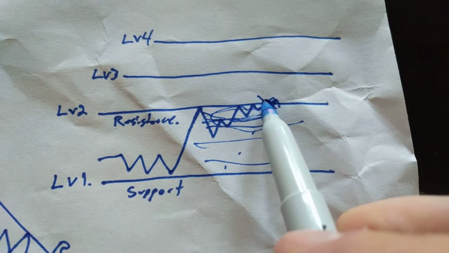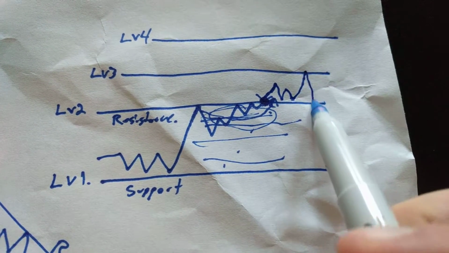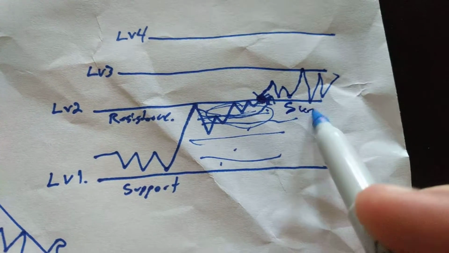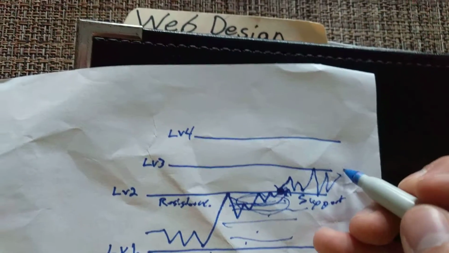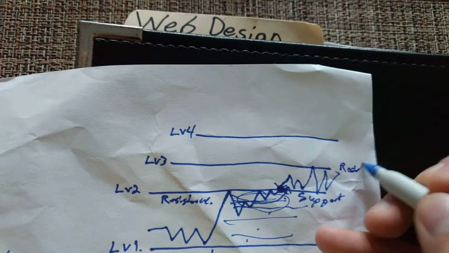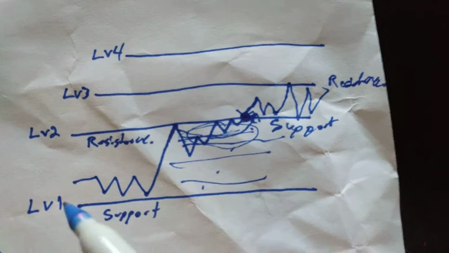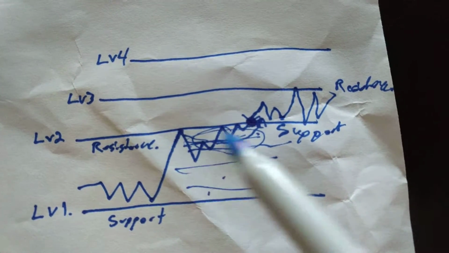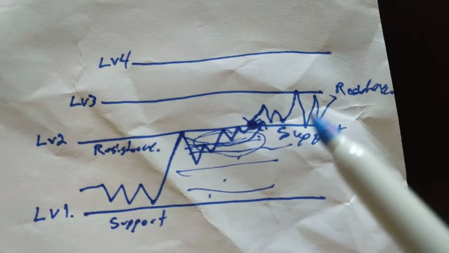Once it does, this ball will bounce like this and hit level 3, bouncing back and forth. Now this becomes support, and now this becomes resistance. So that will become the resistance line. It went from support to resistance, and now the resistance line where it used to be acts as support for the next level, for level 2 for that stock.